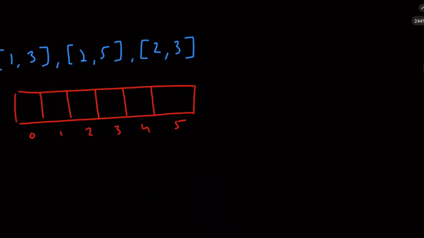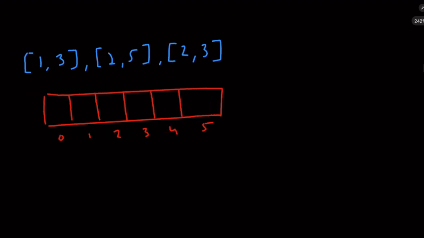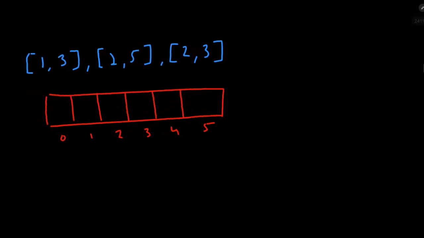I have just taken a small example to explain the brute force approach. I didn't go with the test case because it would have been too big to draw over here. Now we have these slots in our test case: 1 3, 1 5 and 2 3. This is the start time and this is the end time. Similarly start time, end time, start, end.